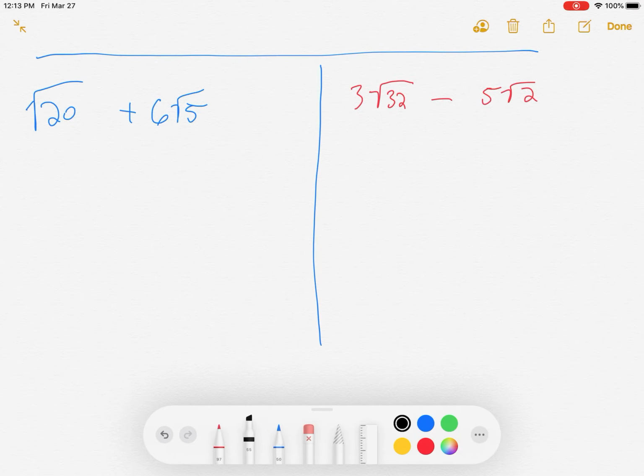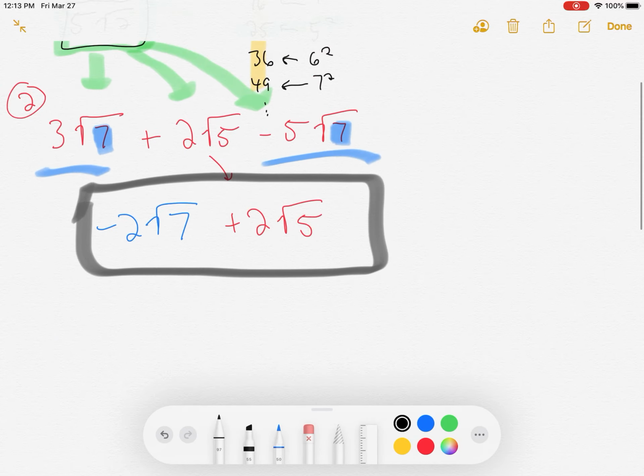The first one, this one's just a little bit easier than the second one.